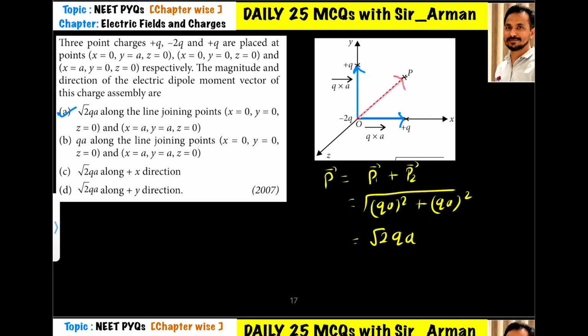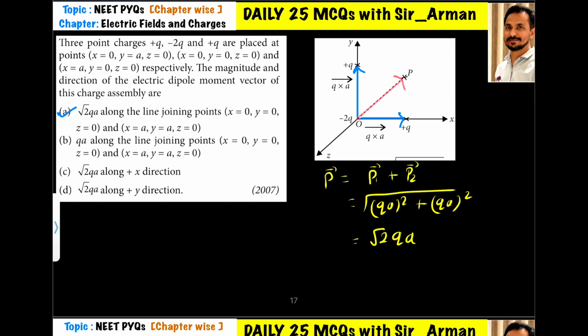3 point charges plus q, minus 2q and plus q. So here we have 3 point charges plus q, again plus q and minus 2q, and their locations are given. One charge is located at 0, 0, 0, then we have another charge at 0 comma 0 comma 0, and we have another charge at a comma 0 comma 0, right? Respectively, the magnitude and direction of electric dipole moment vector of this charge are.